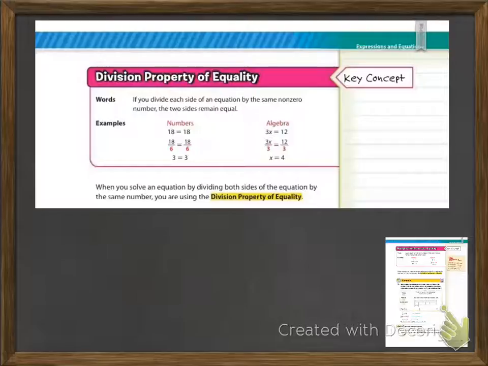Well, the same thing happens when we're doing algebra. When you have 3x equals 12, as long as what you do to one side is the same exact thing that you do to the other, your equation will remain equal on both sides. When you solve an equation by dividing both sides of the equation by the same number, you are using the division property of equality.